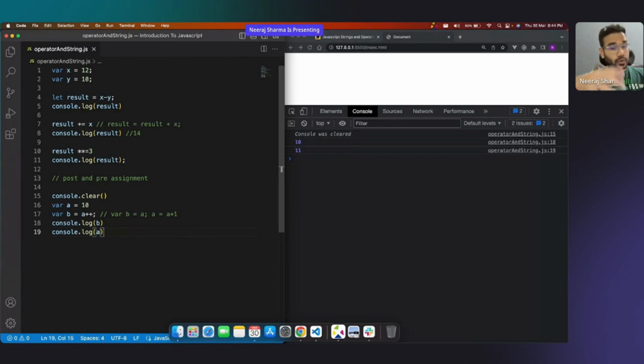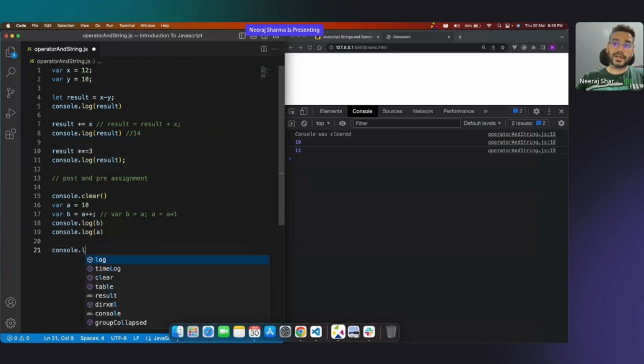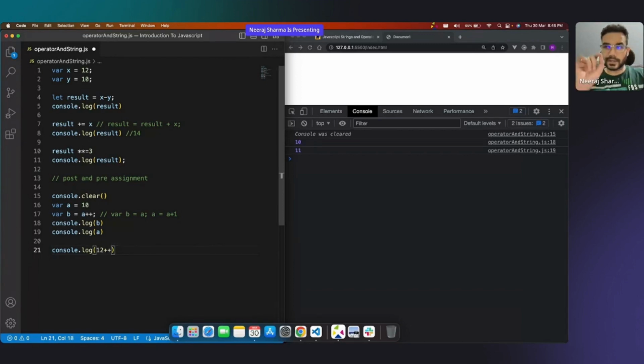Okay, and you do get some questions on this one in interviews, and people do get confused with it. For example, this. Tell me what is going to be the answer. Console.log, I'm saying 12 plus plus. Can you guys tell me what the answer will be if I say console log 12 plus plus?